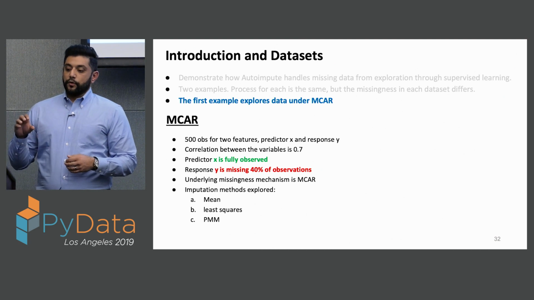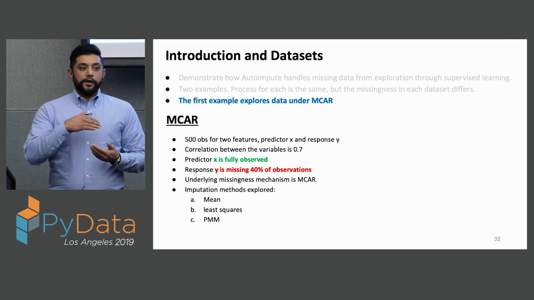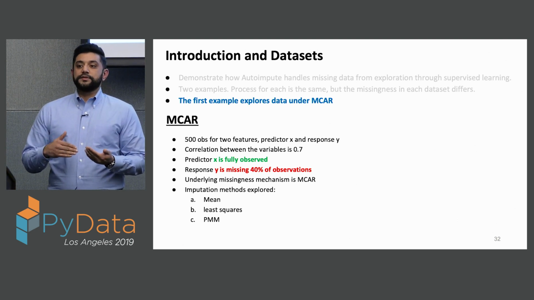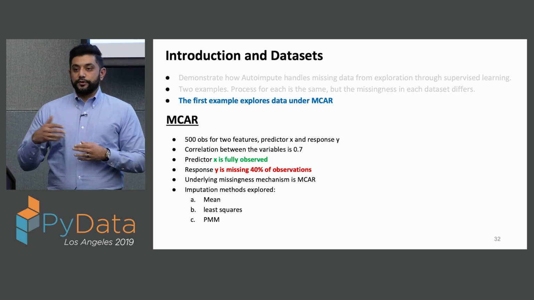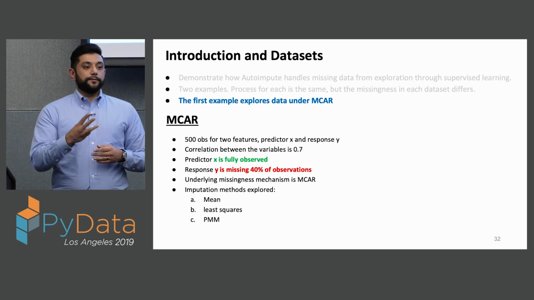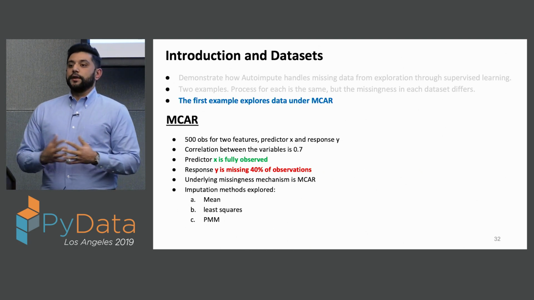And so what we're basically doing is creating a data set that's missing completely at random, and only one variable has missingness, but the two variables are correlated at 0.7. And we're going to do exactly what Joe said. We're going to do 3 imputation methods to show you the difference that each one has on this data set: mean, least squares, and PMM.